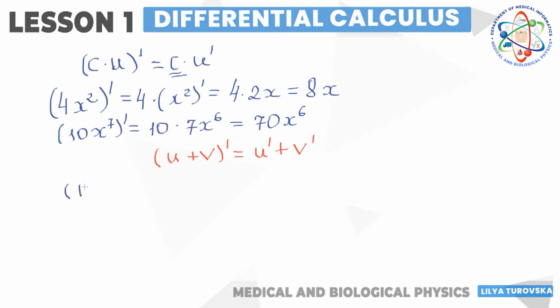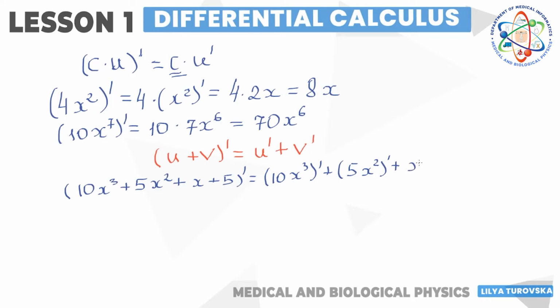We have such a polynomial function: 10x cubed plus 5x squared plus x plus 5. We can rewrite it, the first function is 10x cubed. It's not necessary to do it like this. You can find a derivative without this step, but we should explain the derivative of this function. So according to the formula, we look for the derivative of each function separately.